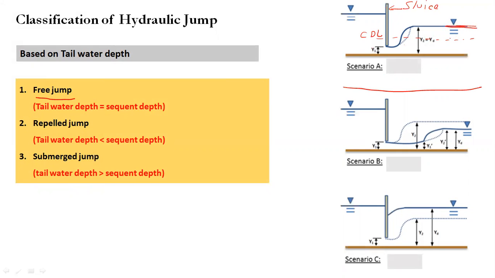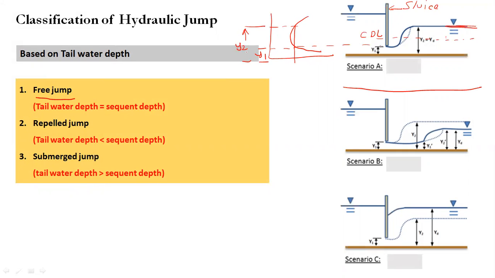Here the conditions in the channel are such that the water present in the downstream, which is called the tail water depth, is exactly equal to the sequent depth. So for this particular y1, if you draw the specific energy curve, you will have some sequent depth y2.